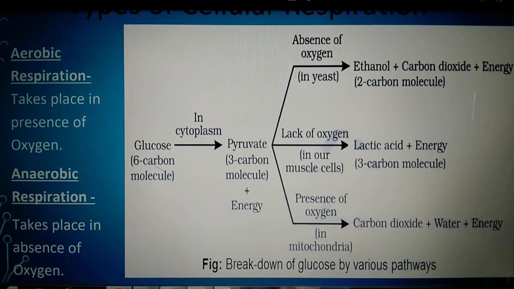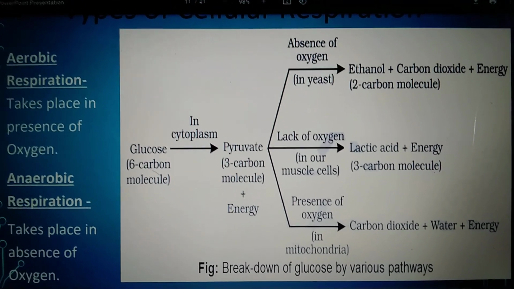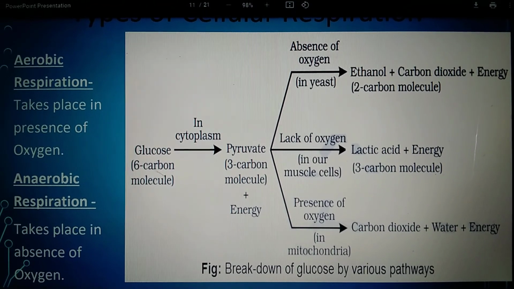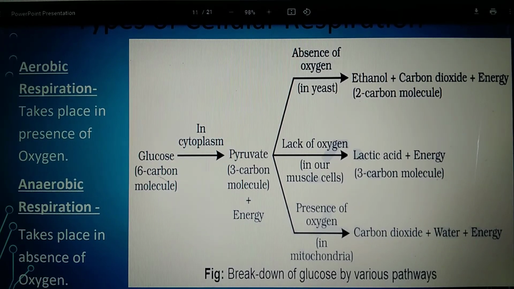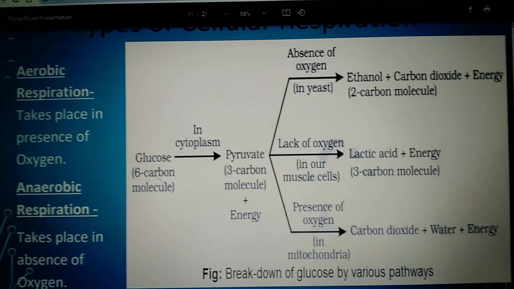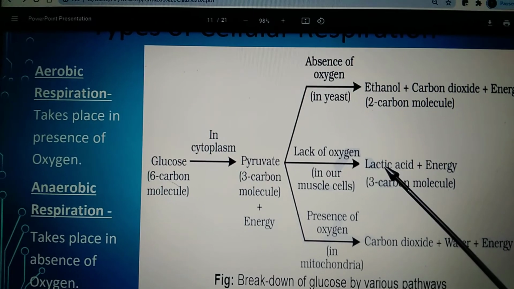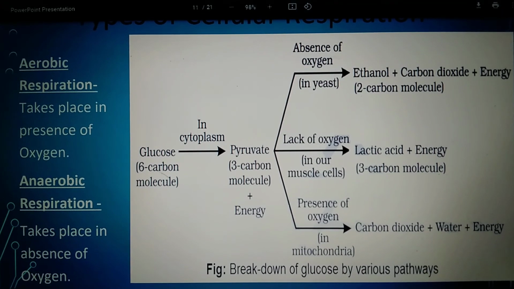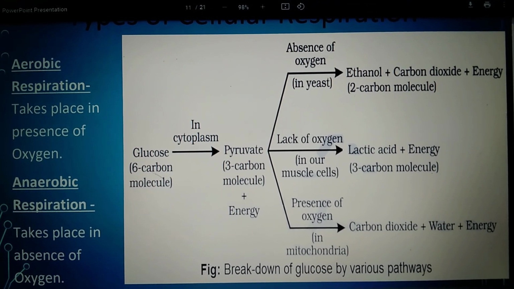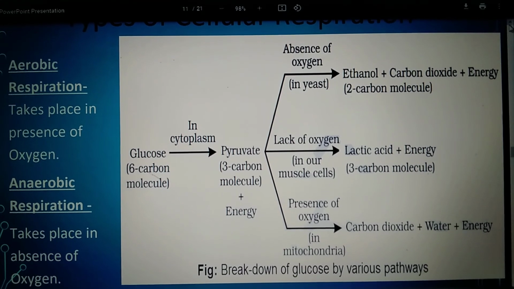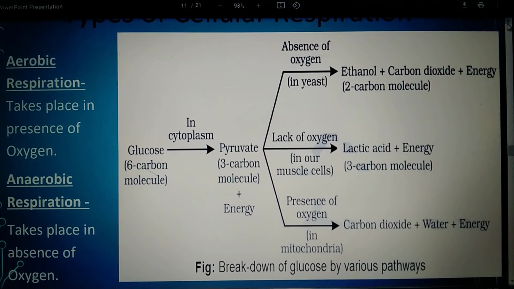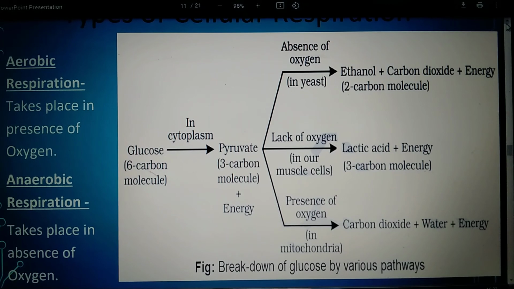Lactic acid is the acid which is produced at the time of excessive exercise, and we get cramps in our muscle cells. The cramps occur due to the accumulation of this lactic acid. That is why we get the cramps. And in the presence of oxygen, the glucose will be converted into carbon dioxide. So these are the three pathways by which glucose is broken down, and the three molecules are produced accordingly.